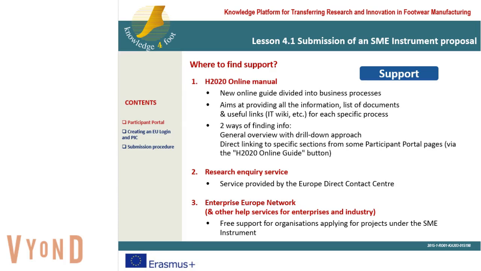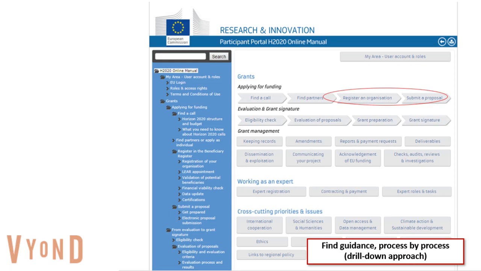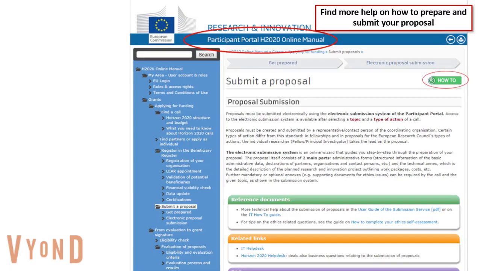2. Research Inquiry Service. Service provided by the Europe Direct Contact Center. 3. Enterprise Europe Network, and other help services for enterprises and industry. Free support for organizations applying for projects under the SME instrument. In the H2020 online manual you can find guidance, process by process, with a drill-down approach. Find more help on how to prepare and submit your proposal by clicking on How to.